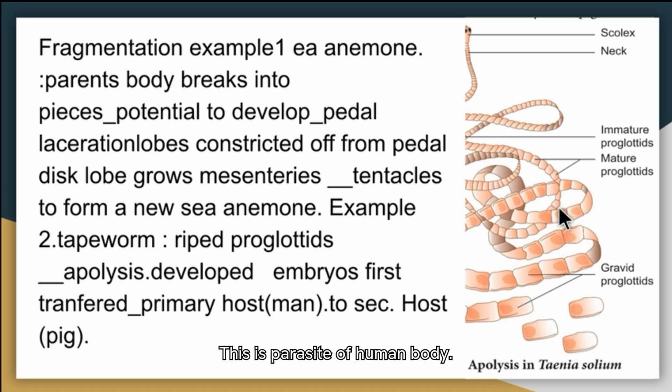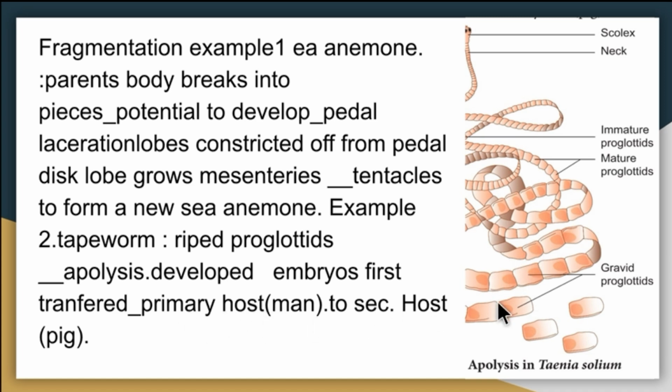This is a parasite of the human body. Human is the host. Here, the ripe proglottids undergo apolysis. What is the meaning of apolysis? They disconnect from the parent. This is the parent. These are the disconnected or separated ones. But these segments have the capacity to develop as a new one. That is called apolysis. In these regions they have the eggs. The egg produces the larva. The larva first lives in the human intestine.